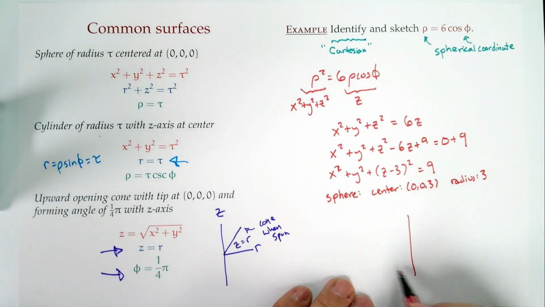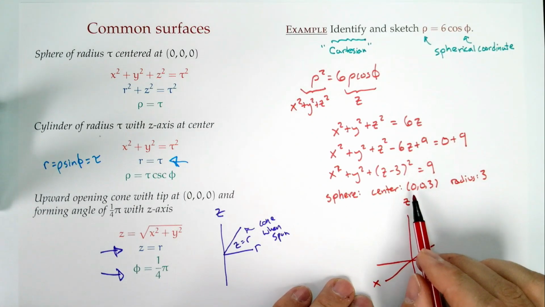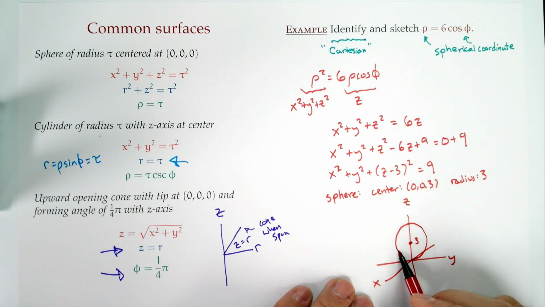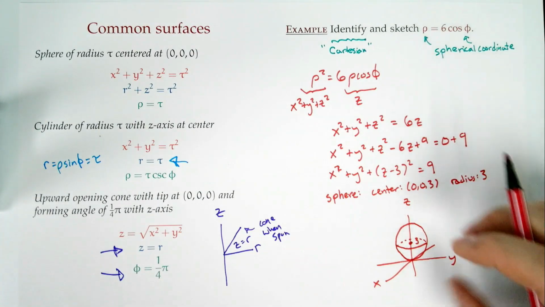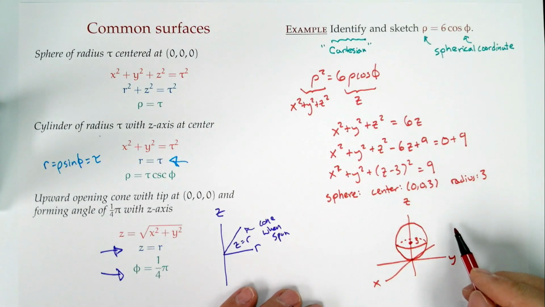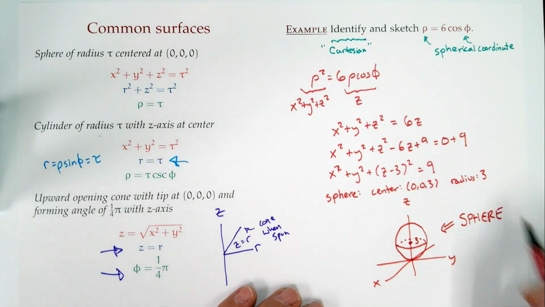All right, well, what does that look like? So here we have our x, y, z. The center is moving up the z-axis, so we go up to 3. Let's say that's 3. The radius is 3. So the radius is going to go down here, come up here, and now we have our sphere. In fact, it's a sphere of radius 3 that's sitting on top of the xy plane. In fact, it's nestled right there at the origin. So there's our shape. There's our sphere. All right, that's not so bad.